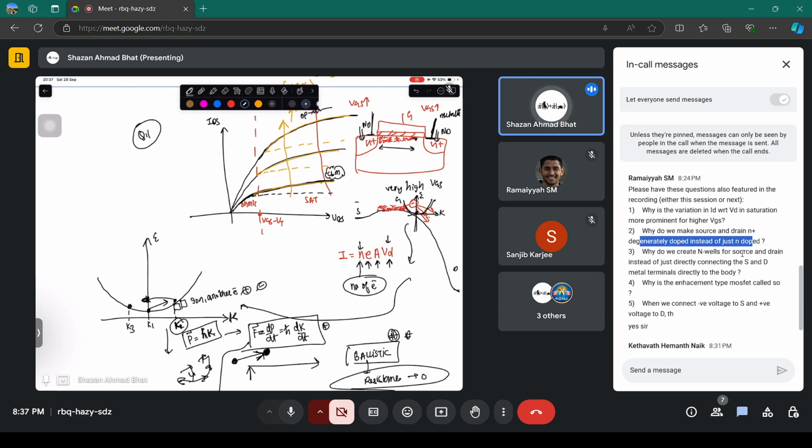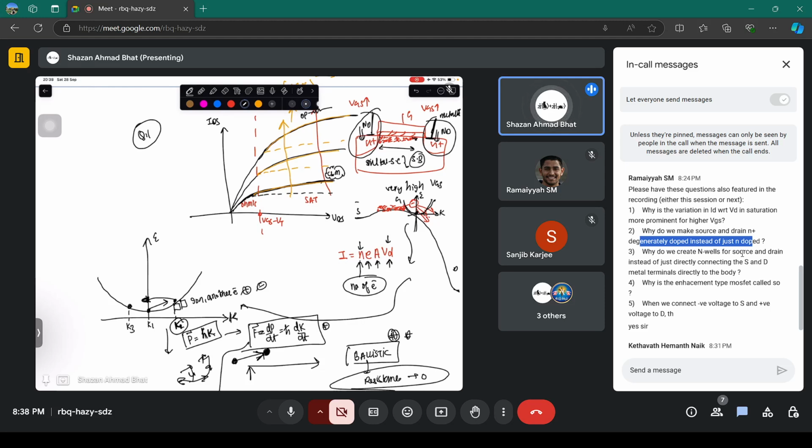Because at the end of the day, you have to probe it. You have to connect the terminal to the MOSFET so that you can get the current out, or you can read the current or the voltage. So that's why you dope these regions very high, in order to prevent that particular mismatch. And this particular concept is the metal semiconductor junctions, where you studied about the Schottky barrier and the ohmic contacts. Those concepts basically come here.